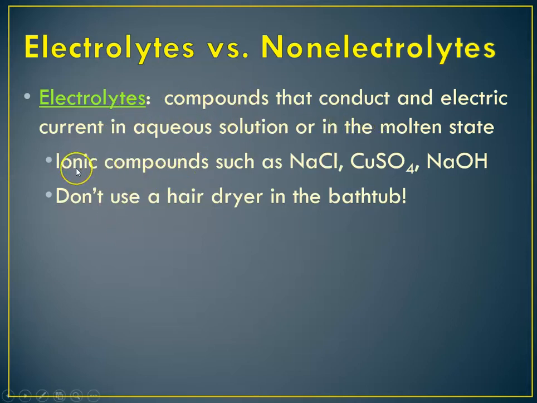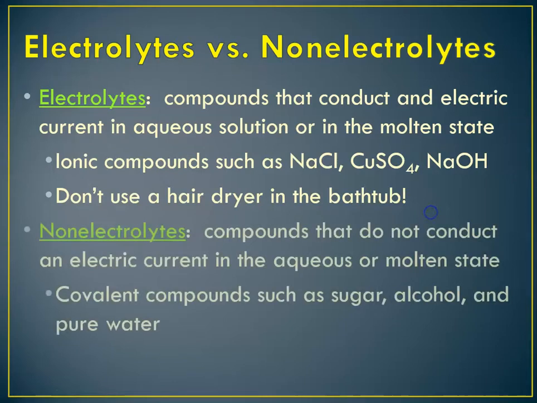So what are electrolytes? They're compounds that can conduct current in their aqueous solution or when they're molten. For instance, ionic compounds: sodium chloride, copper(II) sulfate, sodium hydroxide. All of these are able to conduct electricity in water, because when you put them in water, they dissociate into their free ions. And that's why you don't use your hair dryer while sitting in the bathtub, because that water has bath salts in it and it will conduct electricity.